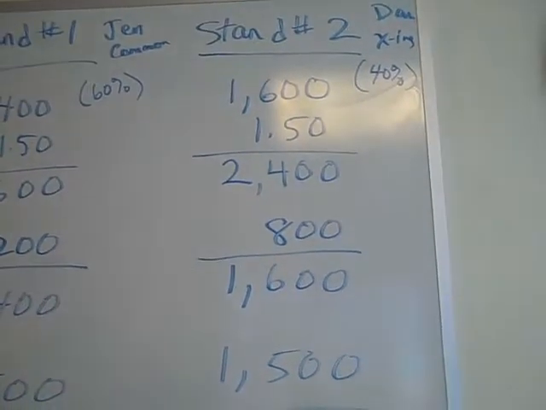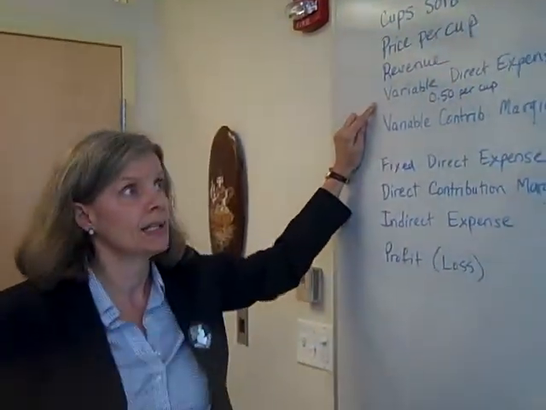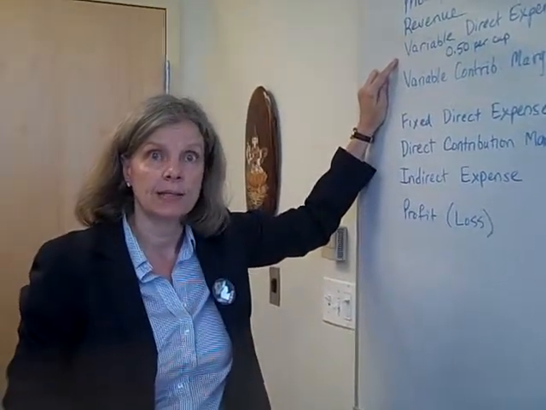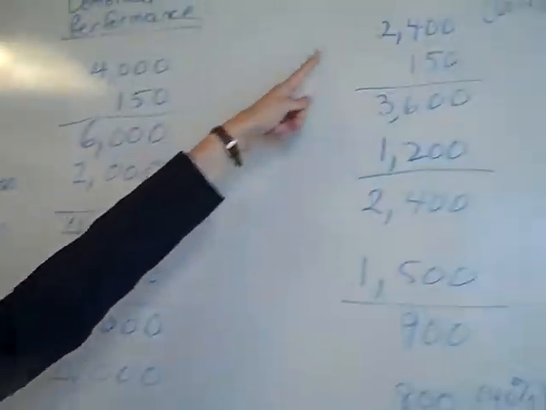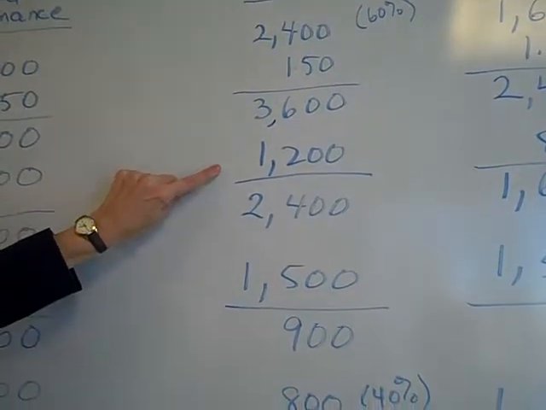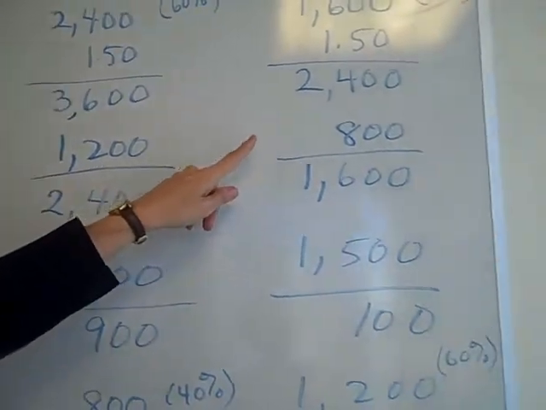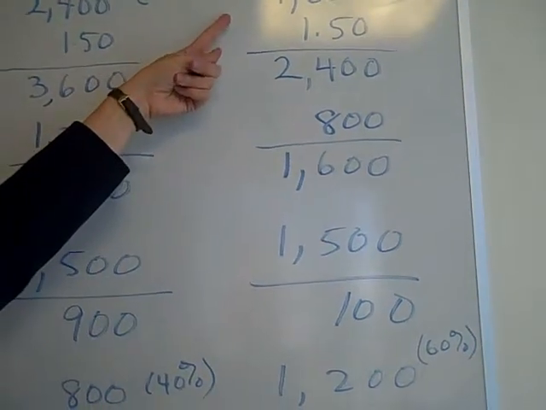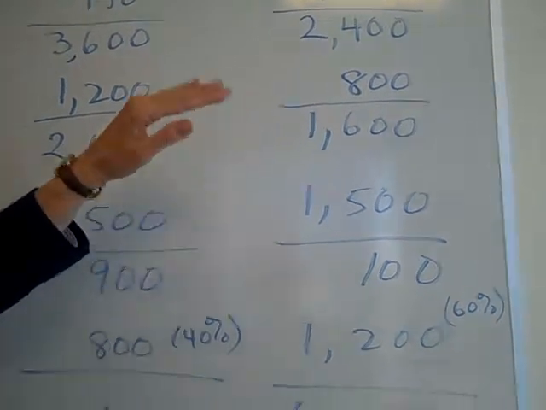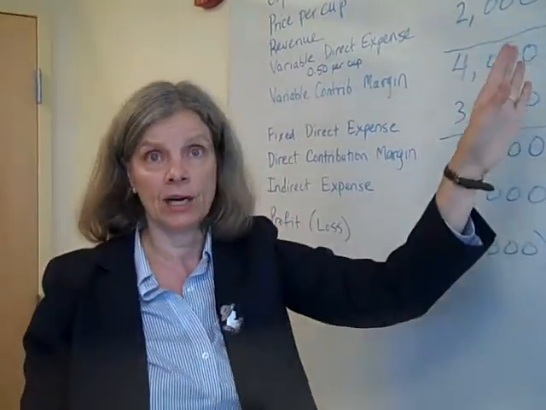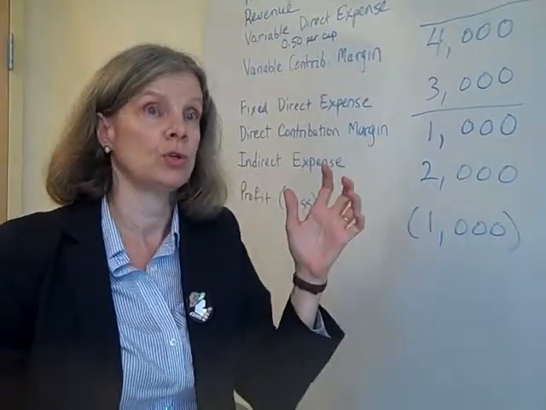and 2,400 for Dan's. Now, the next thing we want to do is subtract our variable direct expense. So for Jen's stand, 50 cents per cup times 2,400 cups gives us a variable direct expense of 1,200. And for Dan, 50 cents a cup times 1,600 cups, Dan's variable direct expense is less, it's 800. When we subtract the variable direct expense from the revenue, we get the variable contribution margin.